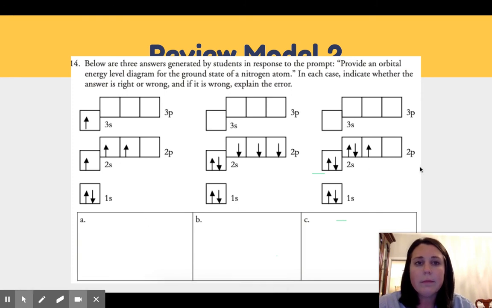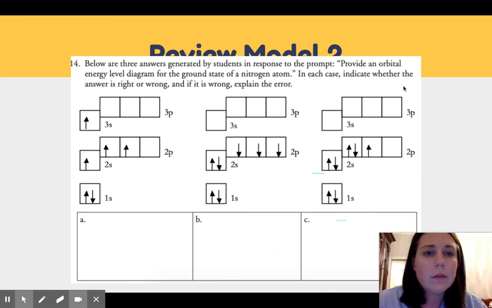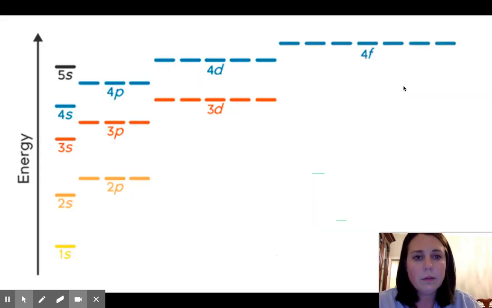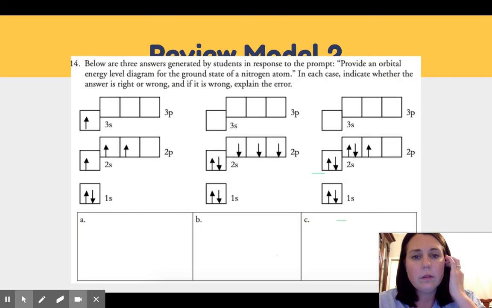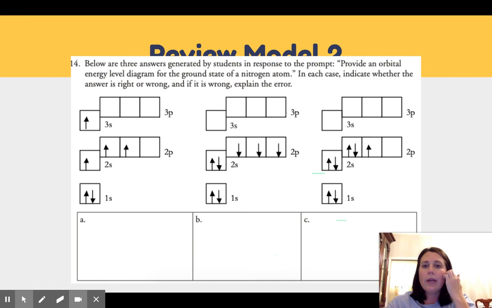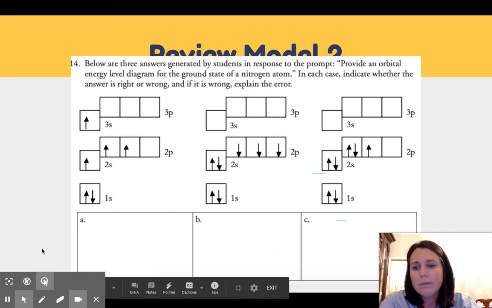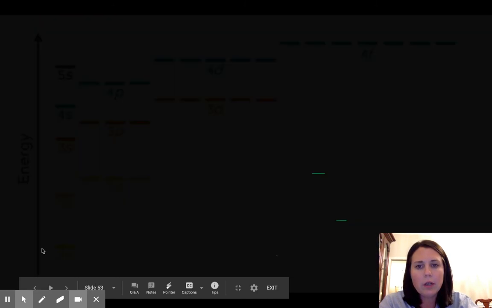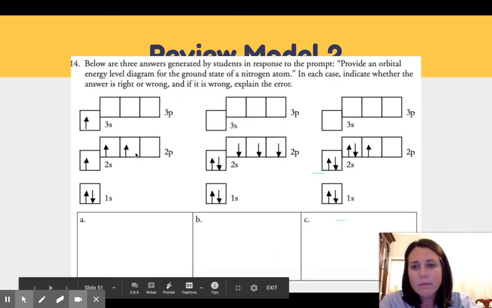So I think this is model 2 still. Here, we're trying to figure out which one is the correct way to write nitrogen, and it's just following the rules. So you should have gone through, I think, the rules already, and we're going to talk about them again here in a minute, and on the notes page.